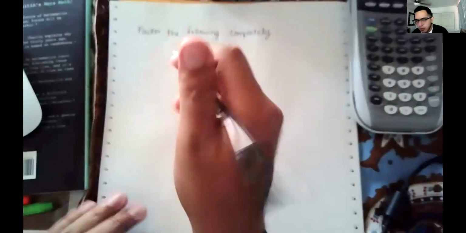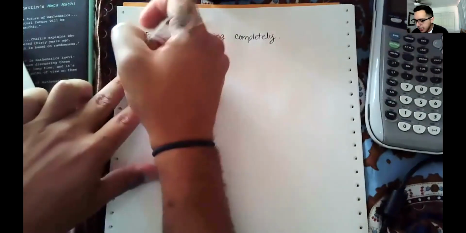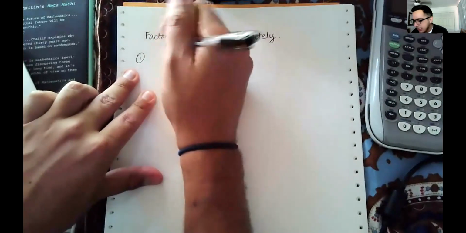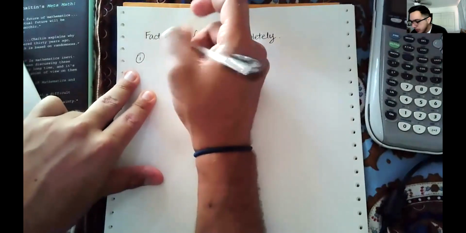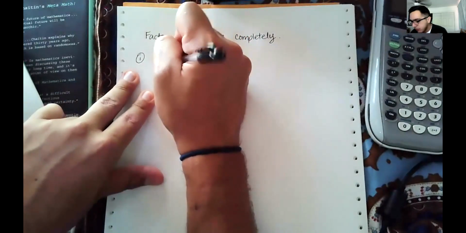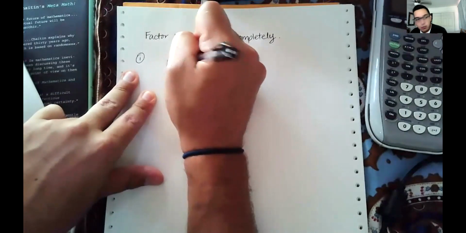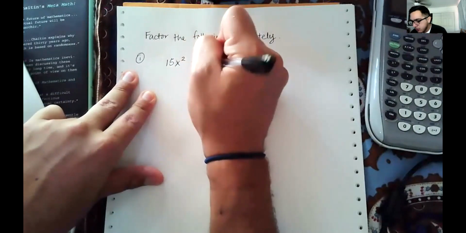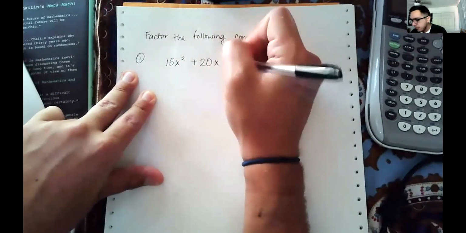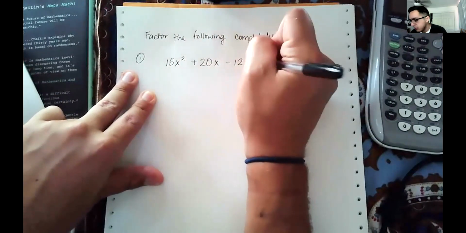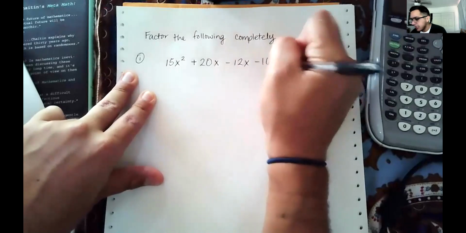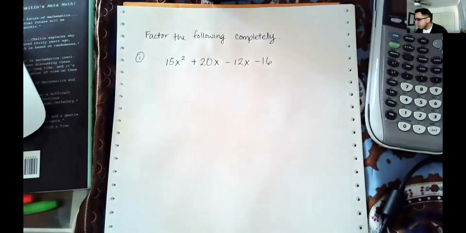All right. So the first problem that we're going to be looking at is a factoring problem. We need to factor the following polynomial. We're given 15x squared plus 20x minus 12x minus. So I'll give you a moment to write that down.